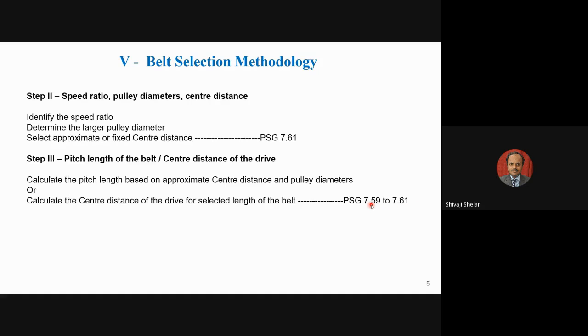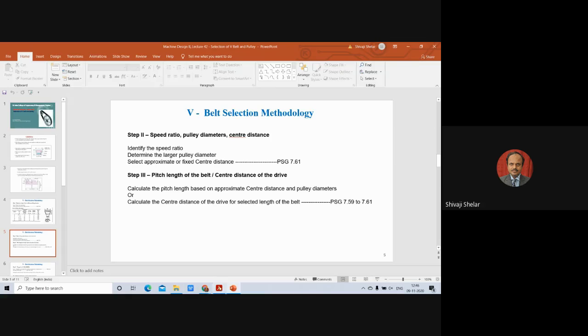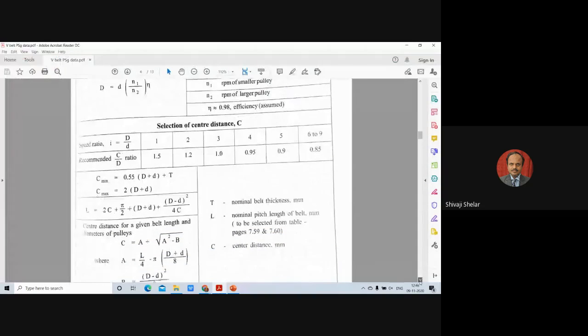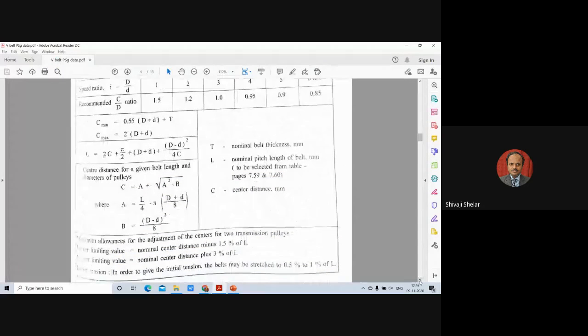So how we are calculating that, I am demonstrating here. There is a formula available for calculating the pitch length of the belt. Okay, so this is the formula. The pitch length of the belt, L, is equal to 2C plus pi by 2 into (D plus d) plus (D minus d) whole square upon 4C. Please make this correction here: this plus sign is not there, it is a multiplication sign.